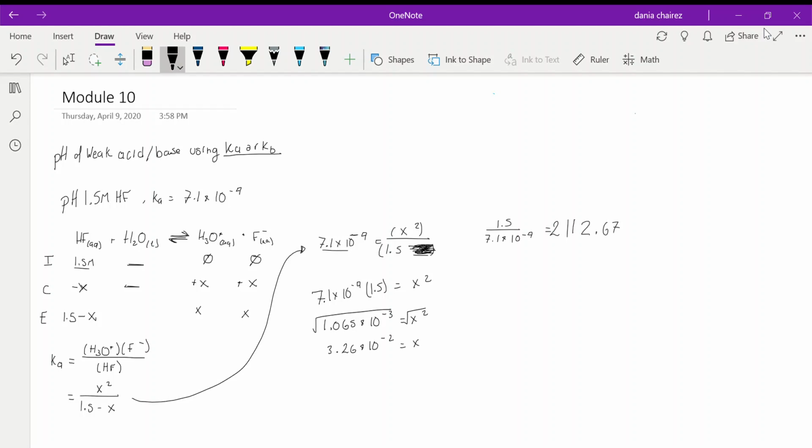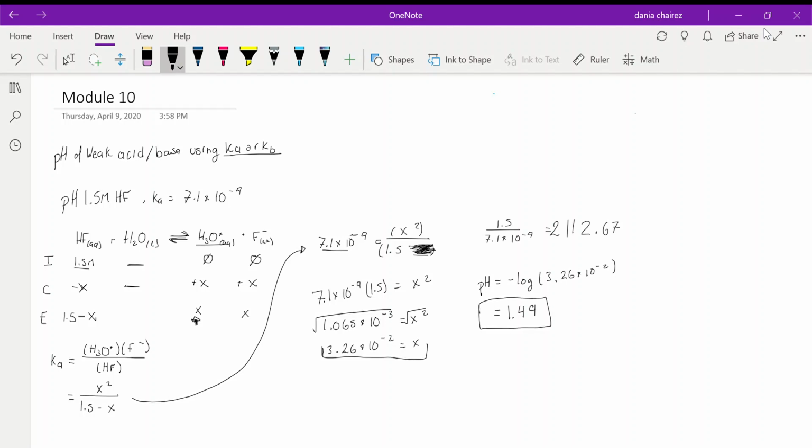Now that we have our value of X, that can be plugged in for this X, which is our hydronium ion. So we can find our pH by doing the negative log of our X, which is our hydronium ion in this case, 3.2 times 10 to the negative 2, to get a pH of 1.49 or 1.5, depending on how you round and so forth.